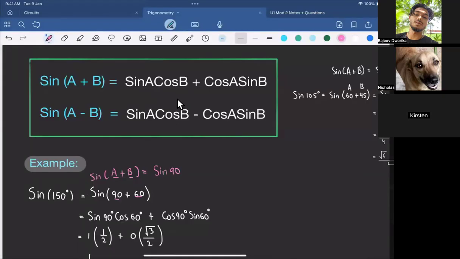Instead of writing cos B, I will say cos 60. Instead of writing cos A, I would write cos 90. I think you get my point. Right, and that's a general formula. That's how you use it. You can copy that down.